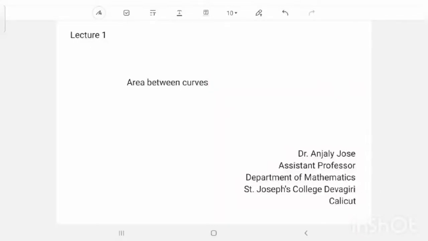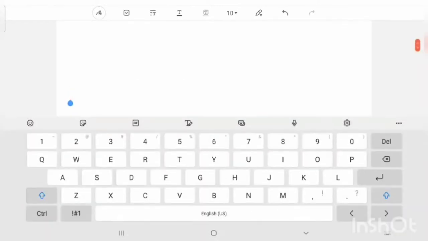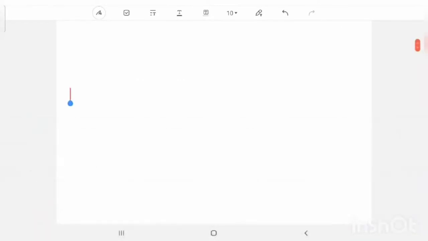This is a lecture series on applications of integrals. And today we are discussing area between plane curves. Integration has so many applications, and one of the major applications of it is finding areas between curves.